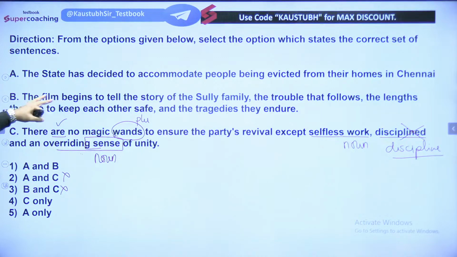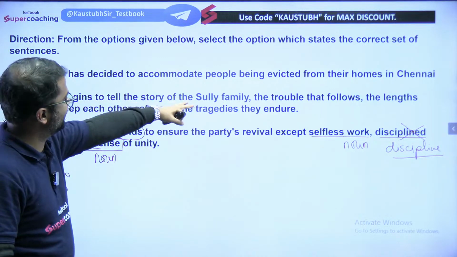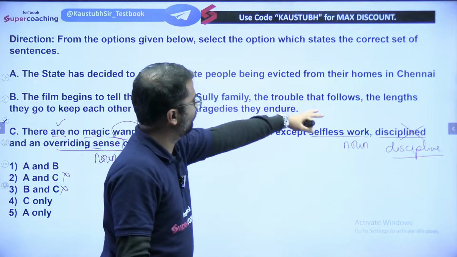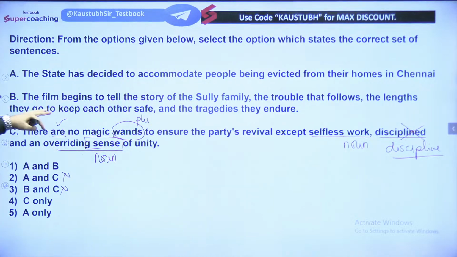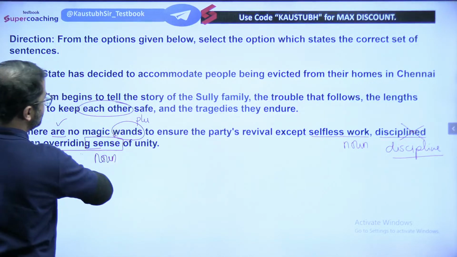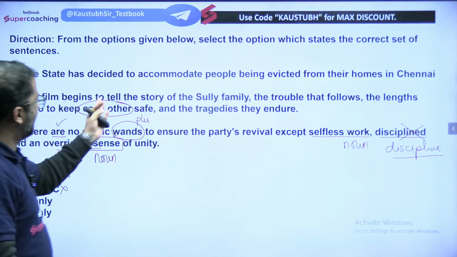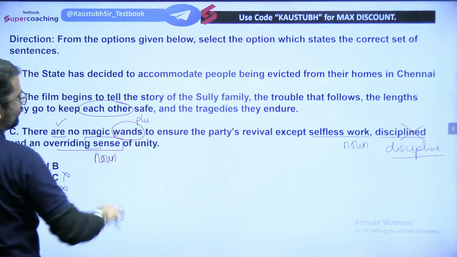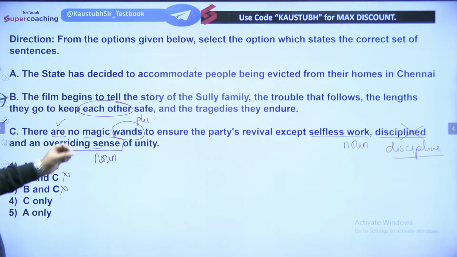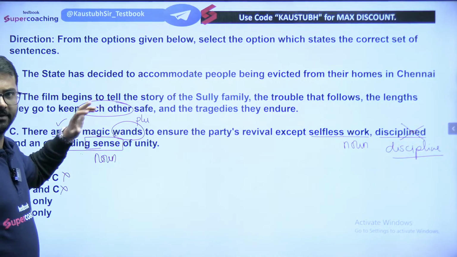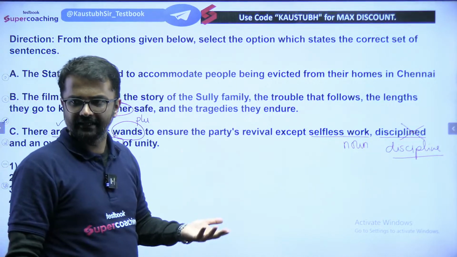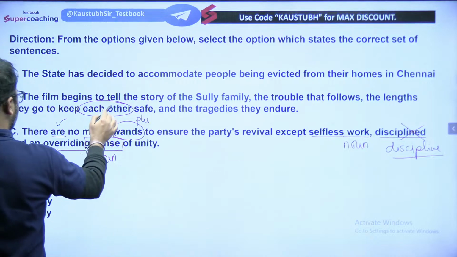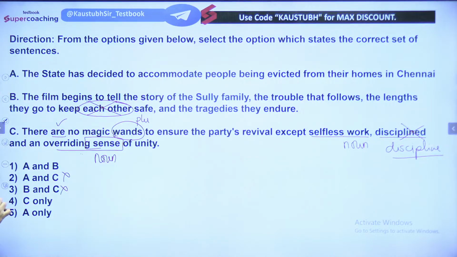In B, if you see, the film begins to tell the story of the Sully family, the trouble that follows, the lengths they go to keep each other safe. First, each other should be replaced by one another, and the tragedies they endure. Secondly, the film begins to tell the story of the Sully family. I think this is the error, one another will come instead of each other, because in a family there will obviously be more than two people. So the error lies in this pronoun here. So the second part is also wrong. A and B can be eliminated. C is also eliminated here, only A.